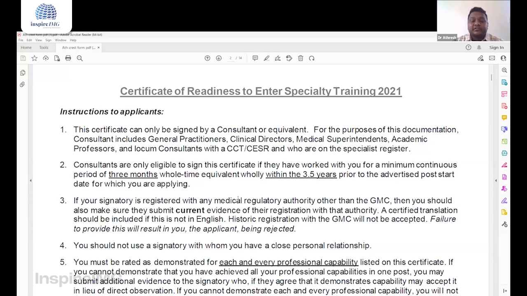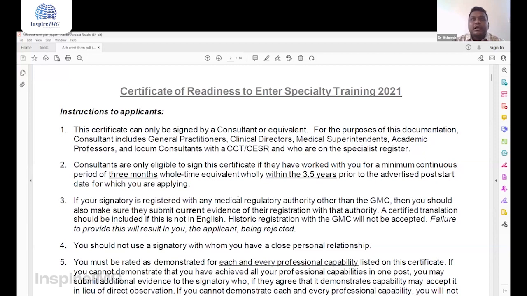For example, if he's registered with the MCI or with the Karnataka Medical Council or Kerala Medical Council, he has to share the registration details, and he has to take the responsibility in case Health Education England or GMC contacts him to ask a few queries regarding your competency. He should be ready to answer. If not, it will be reported to his registration body.